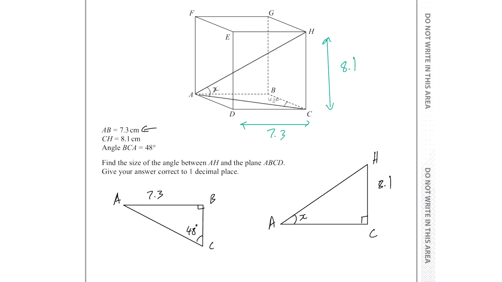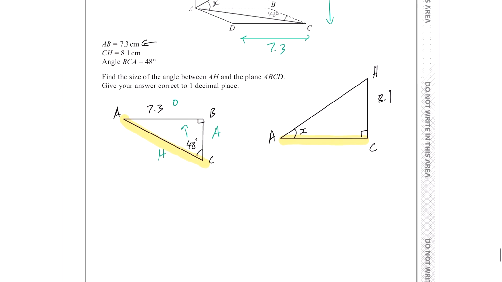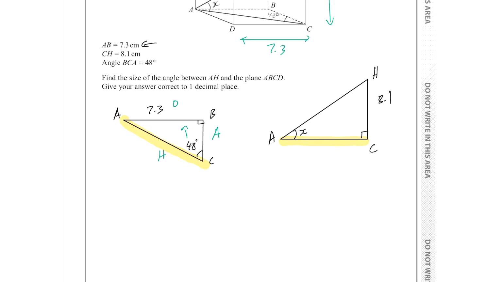So if I look at this one, for example, this can be the opposite, that's the hypotenuse, that's the adjacent. Now, one other thing you want to notice here is we have AC here. Let me use a different color, in fact. So we have AC here, and we have AC here. So if I can figure out what AC is on one of these, I can use it on the other triangle. So if I figure out what AC is here, I can get rid of that.